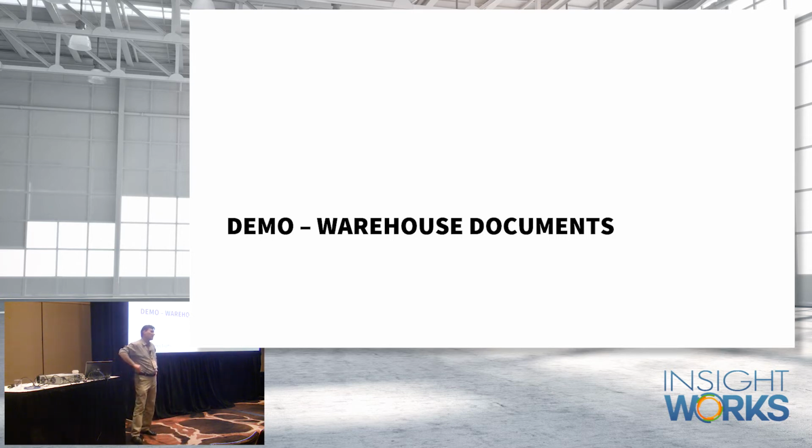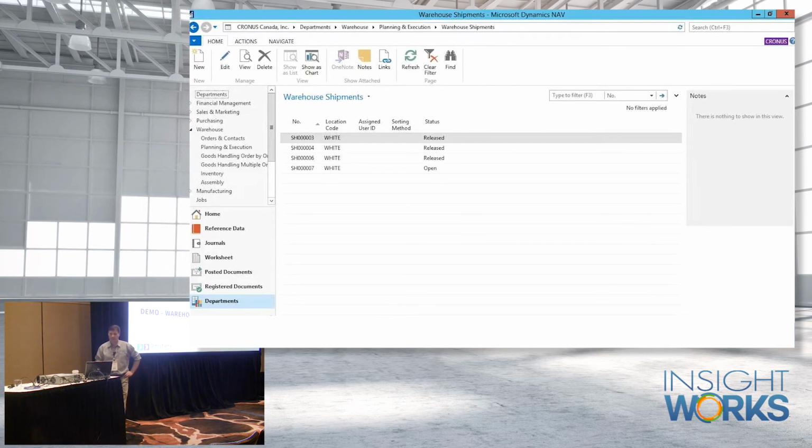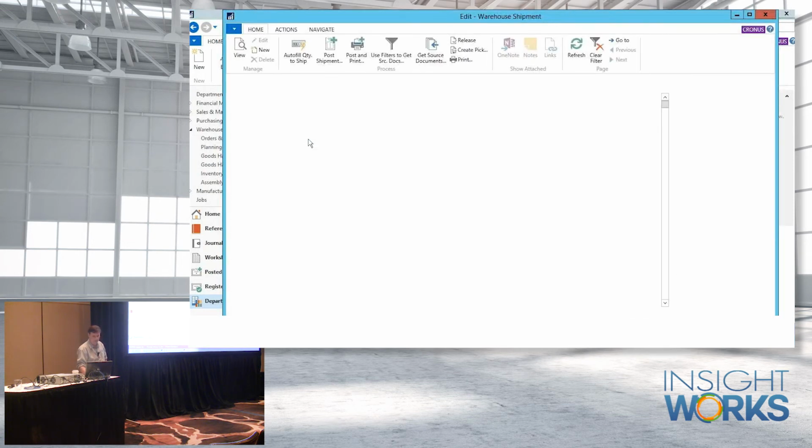Yeah, well, that's a good point. So the question was, okay, if I've enabled bins and enabled warehouse documents, why do I actually have to do a pick? Why can't I just execute the warehouse shipment instead of doing a pick? You could do that. The challenge is that it's actually not the pick that's the extra step. It's the warehouse shipment that's the extra step there.